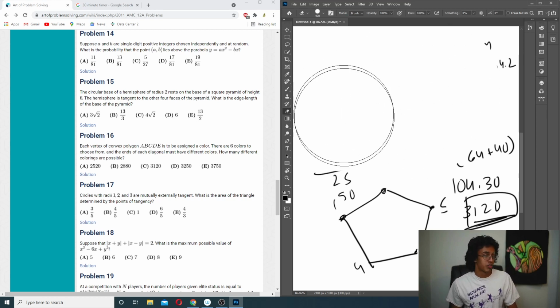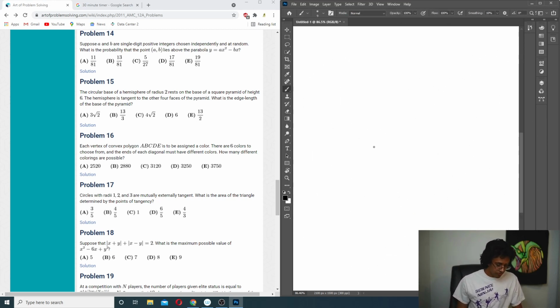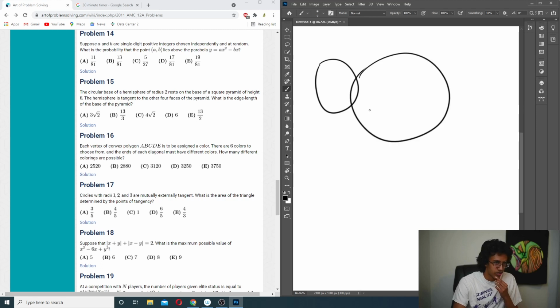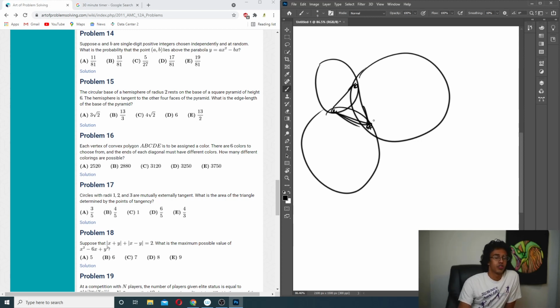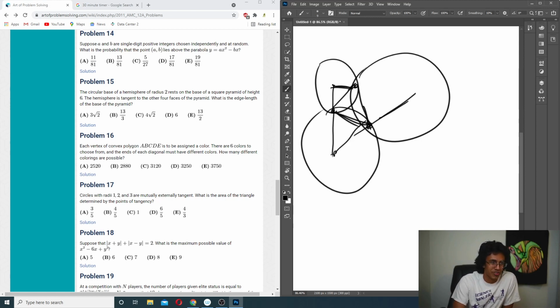Now, problem number 17, okay. Circles with radii 1, 2, and 3 are mutually externally tangent. Pretend they're tangent. What is the area of the triangle determined by this thing? Okay. So, you basically get... Okay, this doesn't seem too bad, right? I don't even know which one was 2 and 3 anymore because I drew it so badly. Okay, whatever. I guess it doesn't really matter, so we could just take it out even.